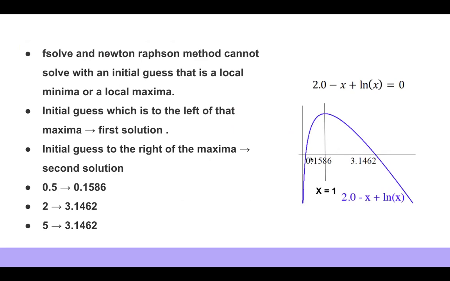So if you give a value close to 0.1, you will land here. But if you give a value on the other side, greater than 1, you will land in the second solution, that is 3.1462. So we saw this with the initial guess. When we gave 0.5, we got the value 0.1586 from fsolve. When you gave 2, you got the second solution, 3.1462. And when you gave 5, we also got the second solution, 3.1462. So this is how we use the fsolve solver. Any doubts?